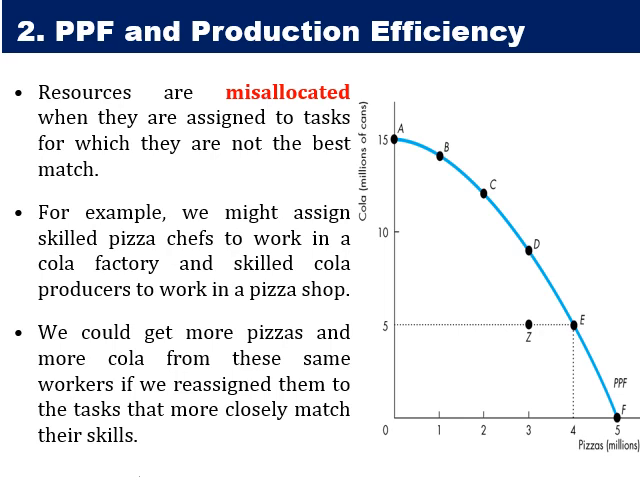If this happens, the productivity of both persons will be lower compared to their productivity if they are appointed to the right place, given their skills and experience. This means that we could get more pizza and more cola from these same workers if we reassign or reallocate them to the tasks that are consistent with their skills and experience.